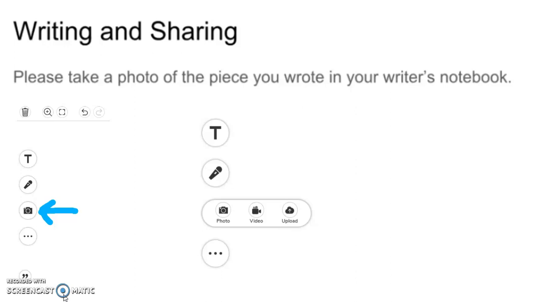I would also love to see the tracing of your hand. You can do that by clicking on the student template, clicking on the photo button, and then you can either take a picture with your computer using the photo camera, or if it's on your phone, you can just upload that picture onto the Seesaw activity.